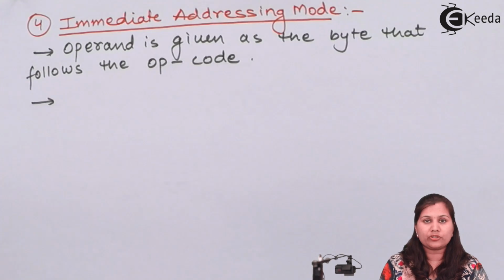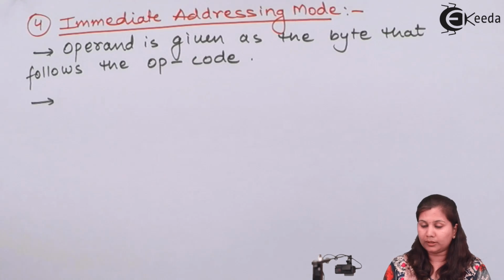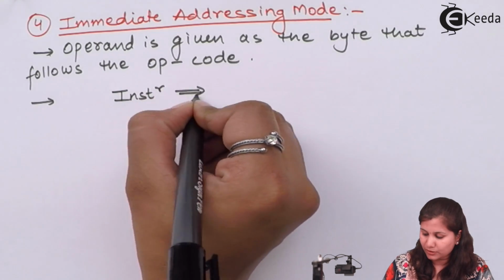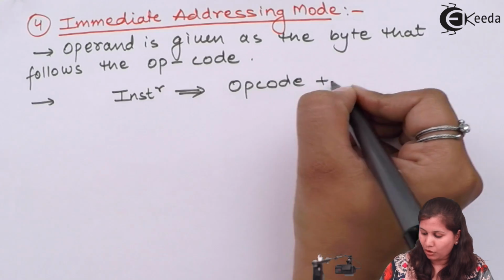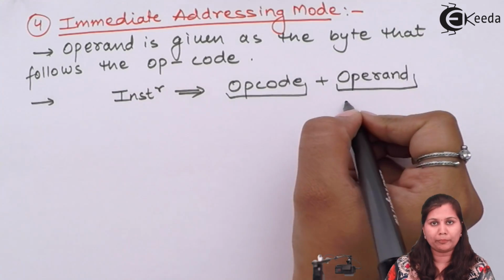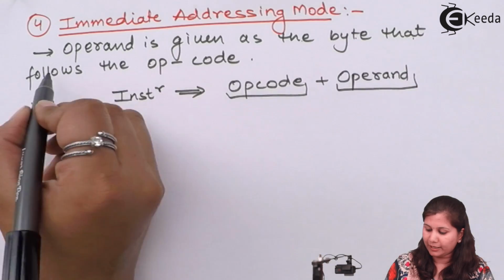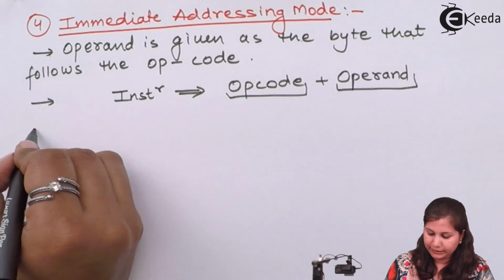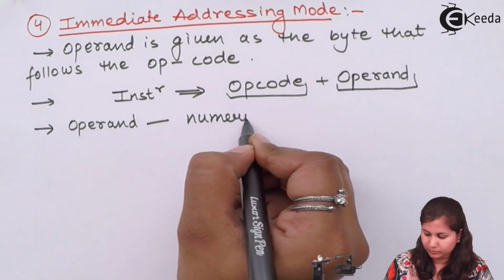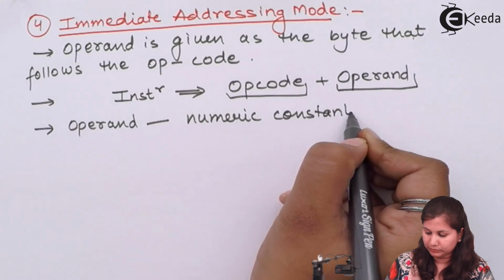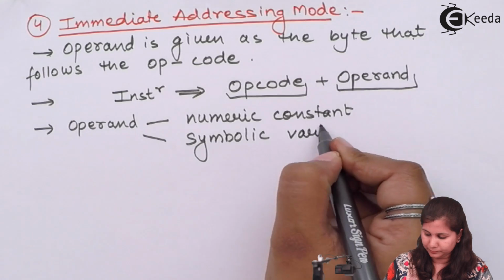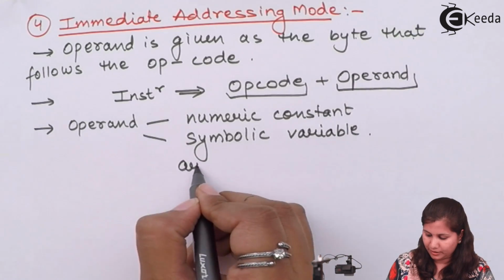When we store instructions, we store them in the form of bytes. The instruction consists of the opcode plus the operand. One byte is for the opcode and one byte is for the operand. The operand is given as the byte that follows the opcode. This operand can be a numeric constant, meaning a number, or a symbolic variable, or an arithmetic expression.